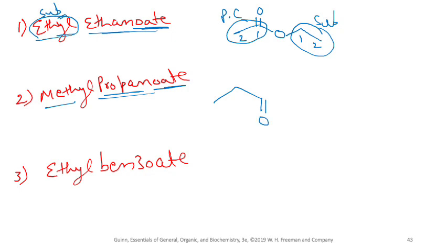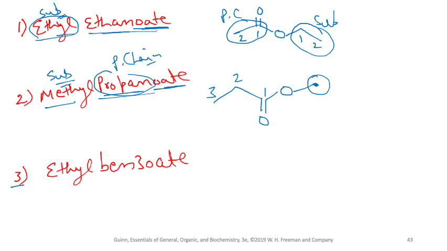So we can do double bond O, and then methyl means just 1 carbon. So this is 1 carbon, methyl, 1 2 3 propanol, right? So this is the structure, right? This is your substituent methyl, this is your parent chain.